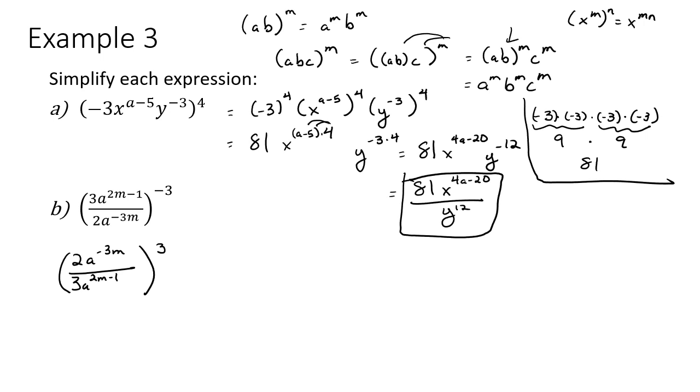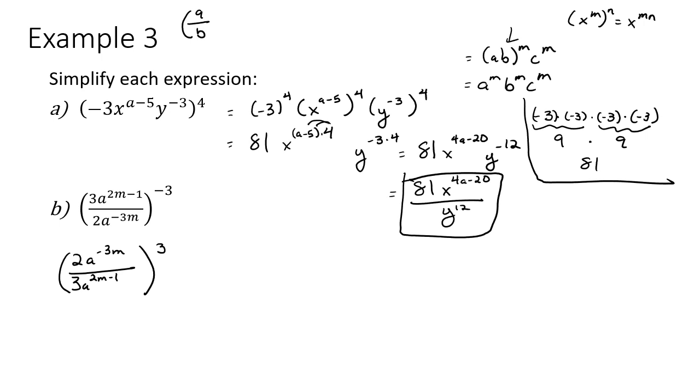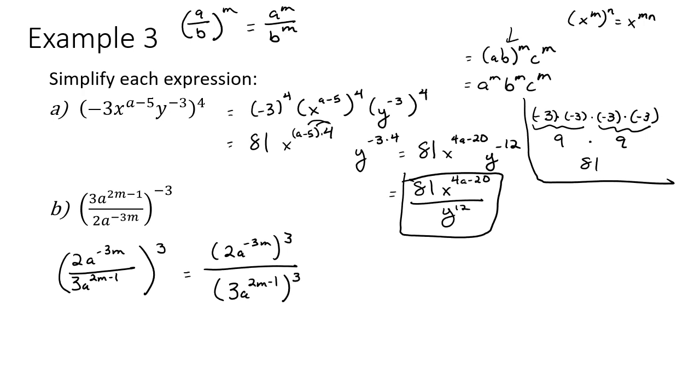And then changing the exponent to a positive 3. Now I'm going to apply the power of a quotient rule, which says that exponents essentially just distribute to the top and the bottom of a fraction. So this is going to be the top, 2a to the negative 3m, cubed, divided by the bottom, 3a to the 2m minus 1, cubed.